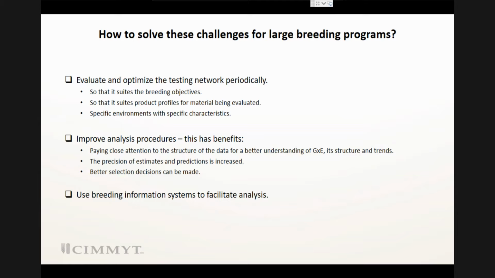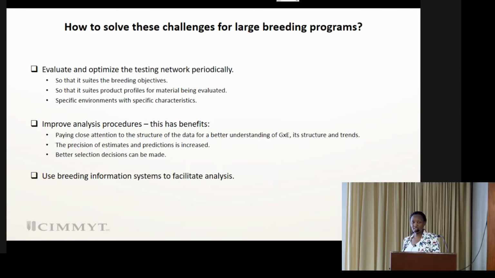To evaluate and optimize the testing network periodically will definitely help to overcome some of these challenges. So we want this trial network to suit breeding objectives. We want this trial network to be able to suit product profiles for the material which breeders are developing. And we need specific environments for these with specific characteristics. And the only way we can do that is to really make sure that we understand these G/E trends.